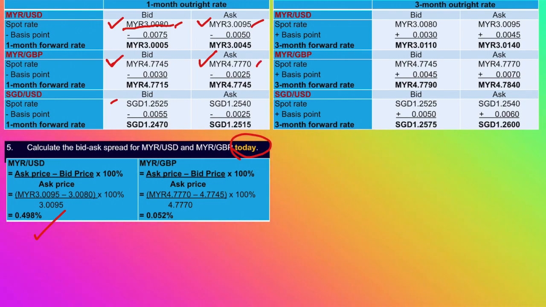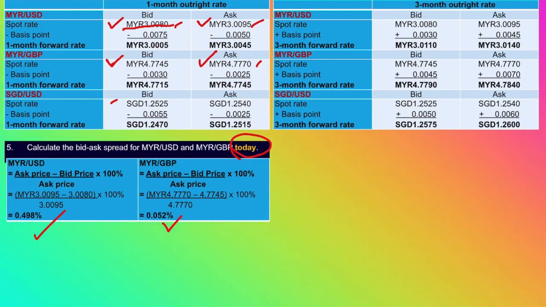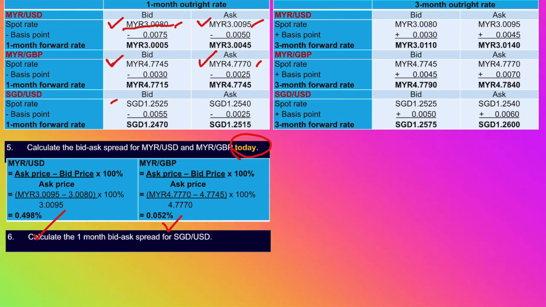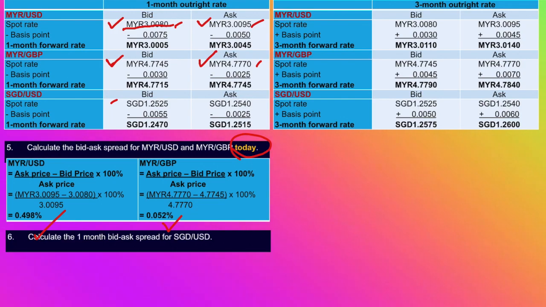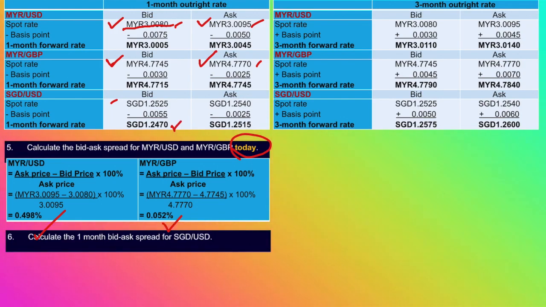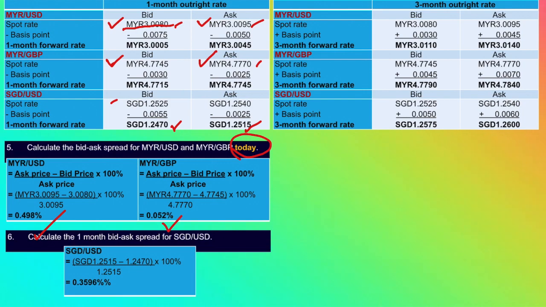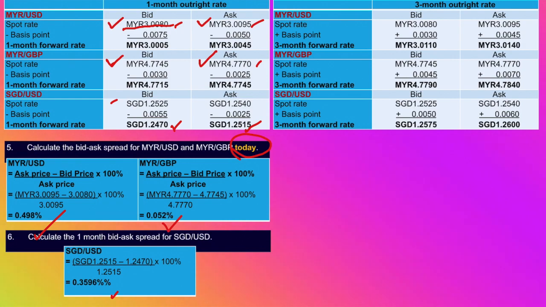For Malaysia per GBP, 4.7770 minus 4.7745 divided by 4.7770 times 100%, so you will get 0.052. Next, calculate the 1 month bid-ask spread for Singapore dollar. So you have to use this rate, ask price minus bid price divided by ask price times 100%, so you will get 0.3596%.